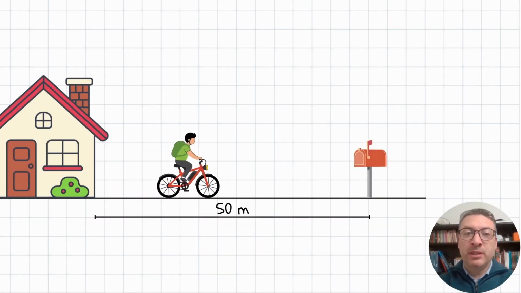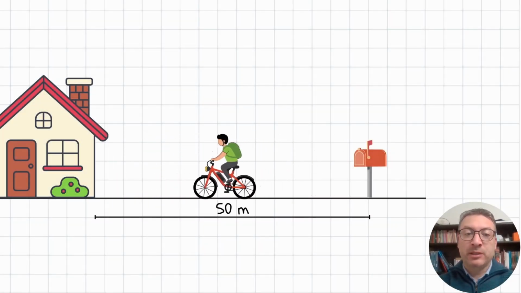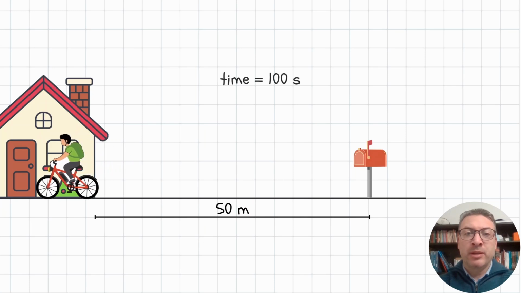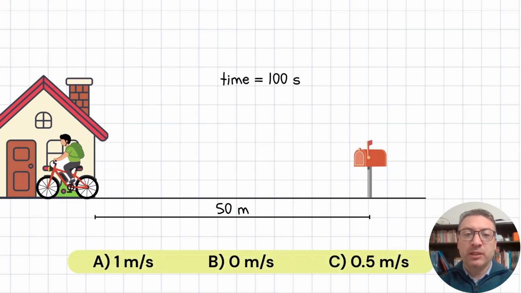Imagine you move 50 meters to your mailbox and then 50 meters back to your front door. In total it took you 100 seconds. What is your average velocity? If you said 1 meter per second, you just fell for the biggest trap in physics. The real answer is in fact 0.